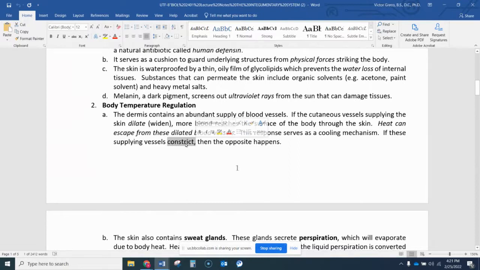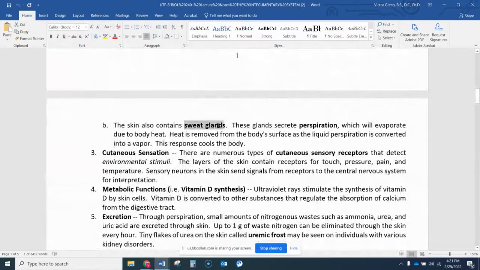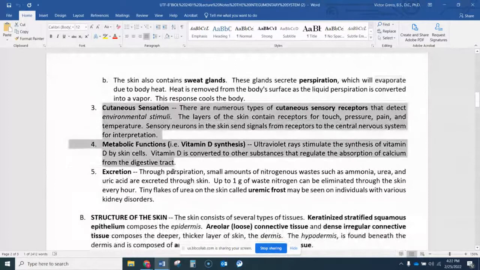keeping us warm, preserving the heat. But besides using our blood vessels, our skin also has sweat glands, which we call sebaceous glands. And of course, they secrete perspiration. That doesn't cool you down, but when that perspiration evaporates off of your skin, well, that is a cooling mechanism from the body. And you can see there's three other functions here.